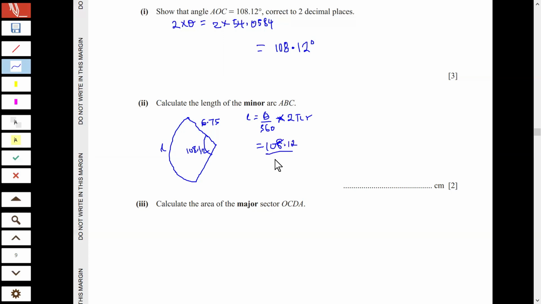108.12 over 360 times 2 times pi. Pi is giving us 3.14 times the radius, which is giving us 6.75. So use your calculator to multiply out this, and we're getting 12.7 centimeters as a final answer to this.